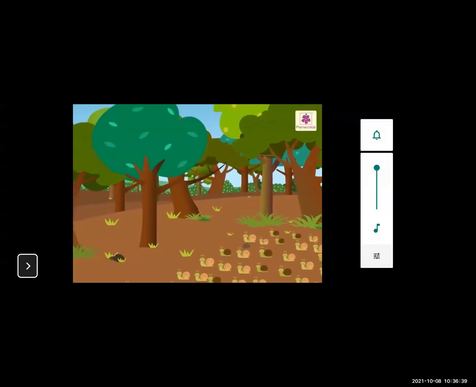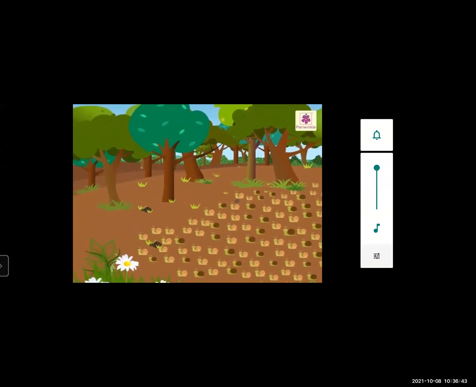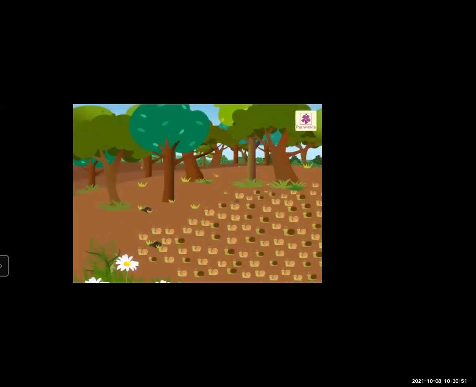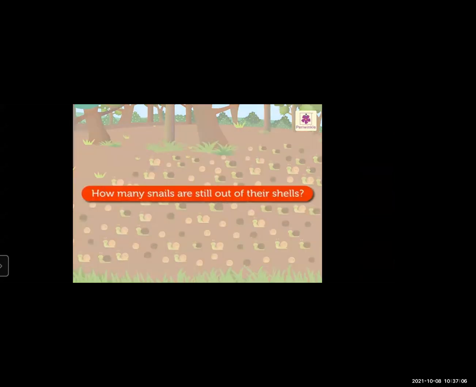Hi friends, we are back at the forest. Today, let us learn about subtraction of 3-digit numbers by regrouping hundreds to tens. Look, snails! There are 438 snails on the ground. 283 of them hid themselves in their shells. How many snails are still out of their shells?